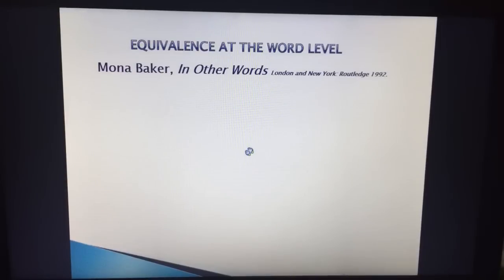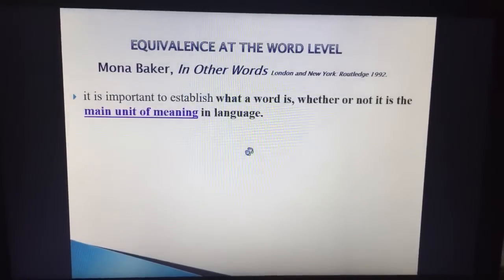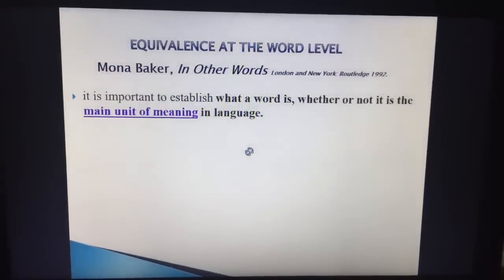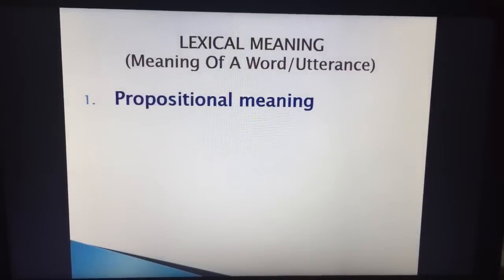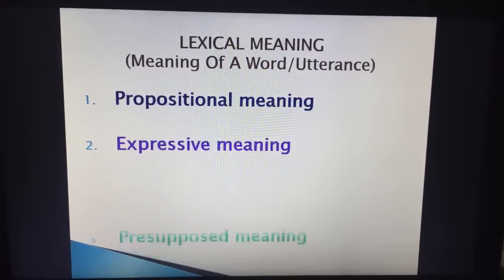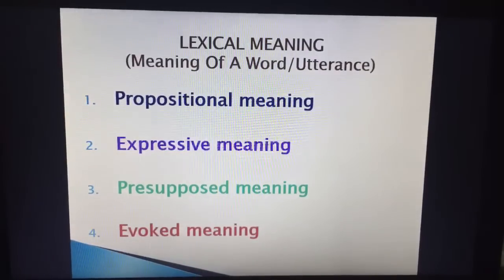In other words, for Mona Baker, who did this in 1992, she said: what is meaning, what is a word, because we're talking about equivalence at the level of the word. What is a word, according to her, is whether or not it is the main unit of meaning in language, i.e. you have the meaning correctly there. But then, how many types of meanings are there for the word? According to Mona Baker, there are 4 different types of meanings: propositional meaning, expressive meaning, presupposed meaning, and evoked meaning. Let's look at them one by one.